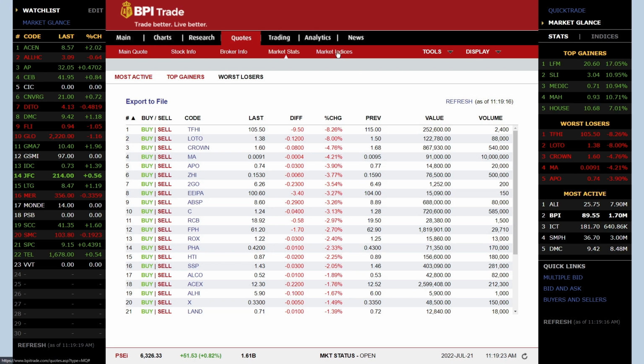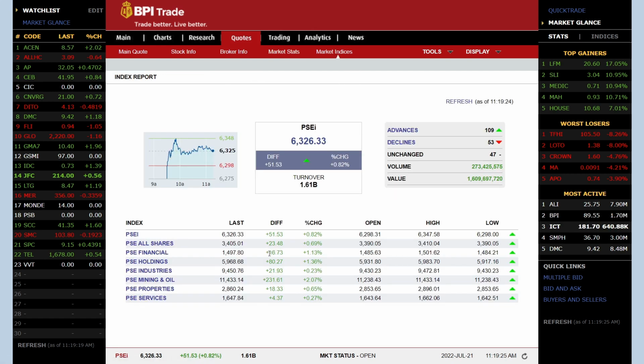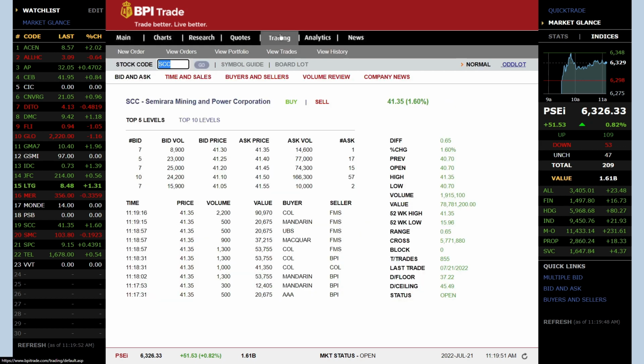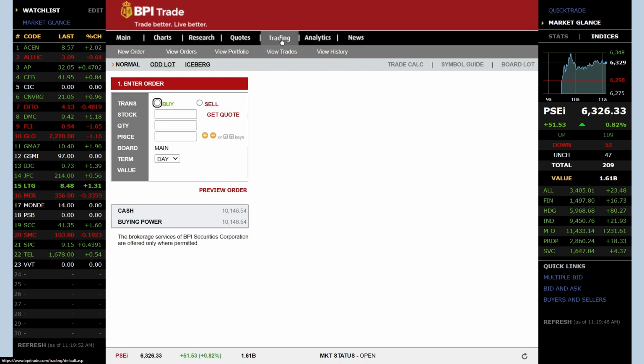Then, you can also go to the market indices. So, basically, same thing lang dun sa mga nakita natin earlier. And dito sa indices, dito sa right side. So, andyan lahat ng mga sectors and of course, PSEI. Next one, we have trading. So, dito yung default sa trading, new order. So, dito ka bibili or magbebenta ng stock mo.